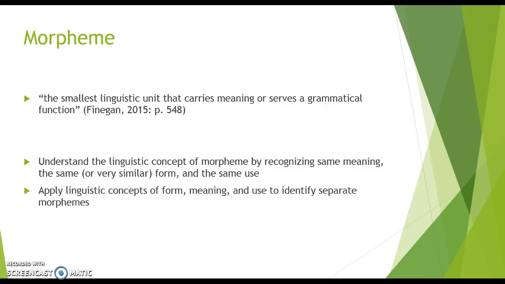So to wrap up, we now can revisit the definition that a morpheme is the smallest linguistic unit that carries meaning and serves a grammatical function. And we know that when we say it's the smallest linguistic unit, it has to be the same unit in form, or at least very similar form, with the same meaning and the same use. And now I hope that we have explained the concept of morpheme, and you can apply these linguistic concepts of form, meaning, and use to identify separate or individual morphemes in English or in other languages.